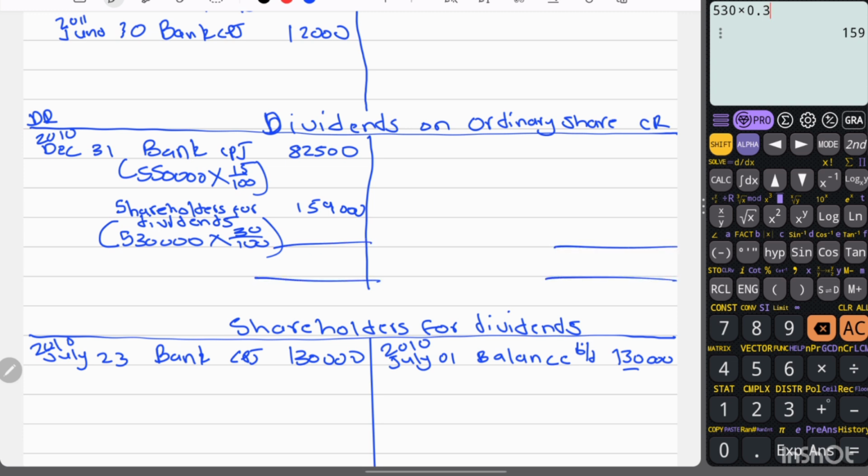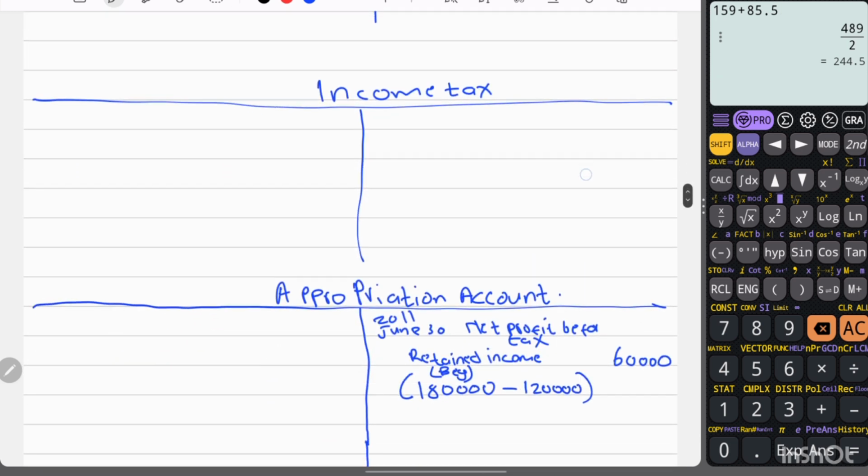Where do I close it off? I close it off to the appropriation account. It's going to be 244,500. I'm going to close it off at the end of the year, 30 June, appropriation account, 244,500. Then because here it's a written appropriation account, let's go to the appropriation account.